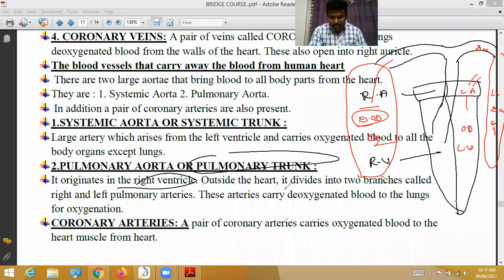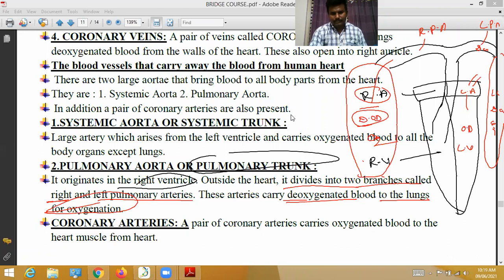See, outside the heart, it divides into two branches. Those two branches are called the right and left pulmonary arteries. It is the right pulmonary artery. It is the left pulmonary artery. These arteries carry deoxygenated blood to the lungs for oxygenation. Okay, that's all.